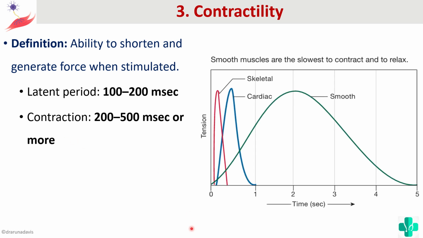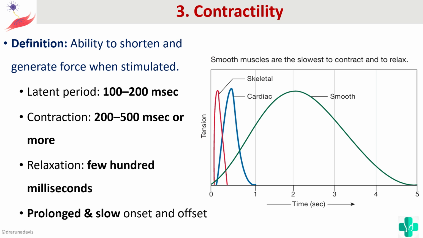See, this is the graph which compares the contraction period of the skeletal, cardiac and the smooth muscle. Here you can see that the smooth muscle contraction is slower and more prolonged when compared to the skeletal and the cardiac. The relaxation also is very slow when compared to the skeletal and cardiac. So on the whole, we've got a prolonged and slow onset and offset of contraction of smooth muscle.